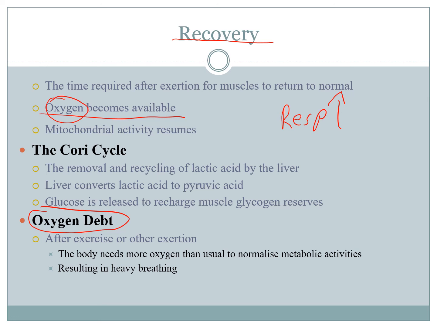We need to remove that lactic acid. All the lactic acid needs to be picked up and go to the liver to be converted back to pyruvic acid and glucose in order to be stored as glycogen reserves. Remember, that is called the Cori cycle. That all needs to happen during recovery.